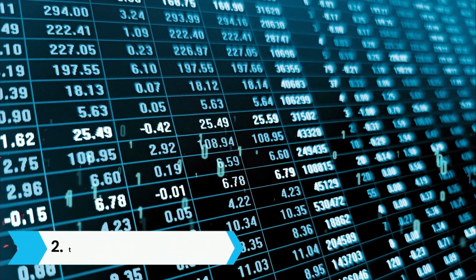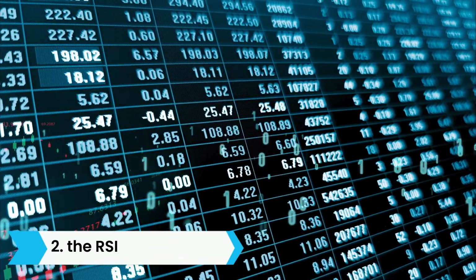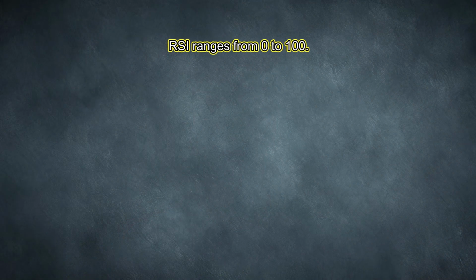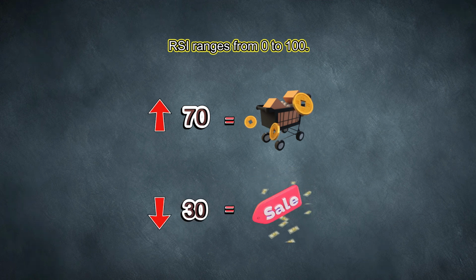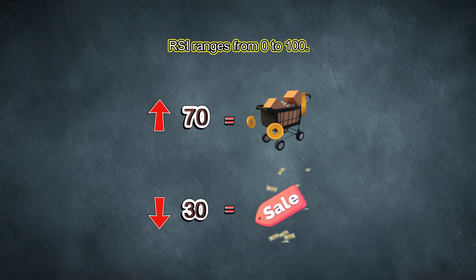Next up, the RSI, or Relative Strength Index. It's a momentum oscillator that measures the speed and the change of price movements. RSI ranges from 0 to 100. Above 70 equals overbought, could signal a potential pullback, and below 30 equals oversold, possible bounce incoming.